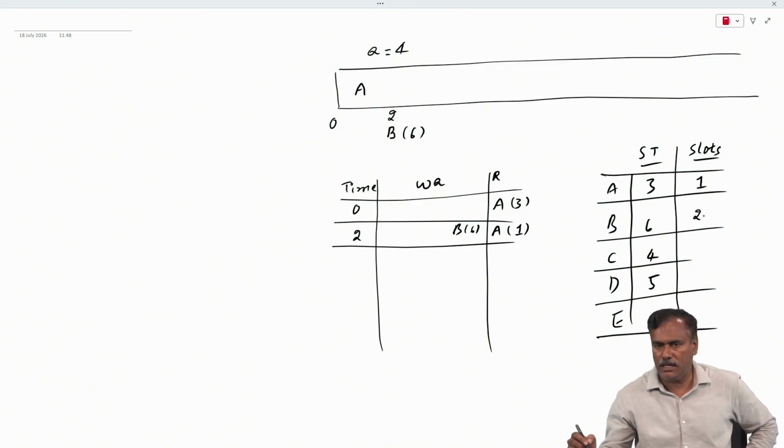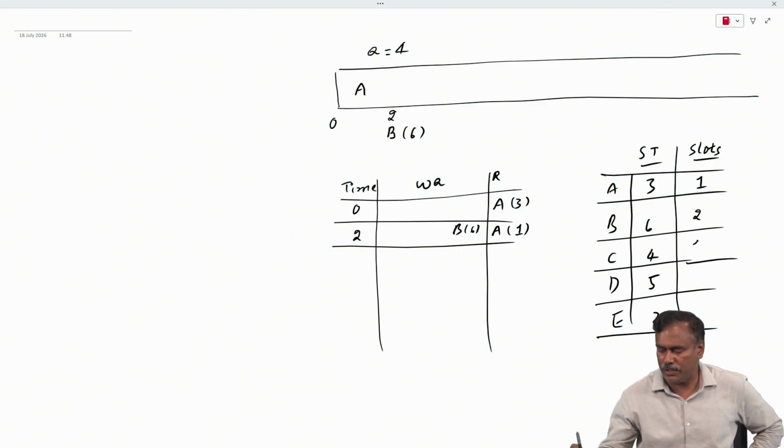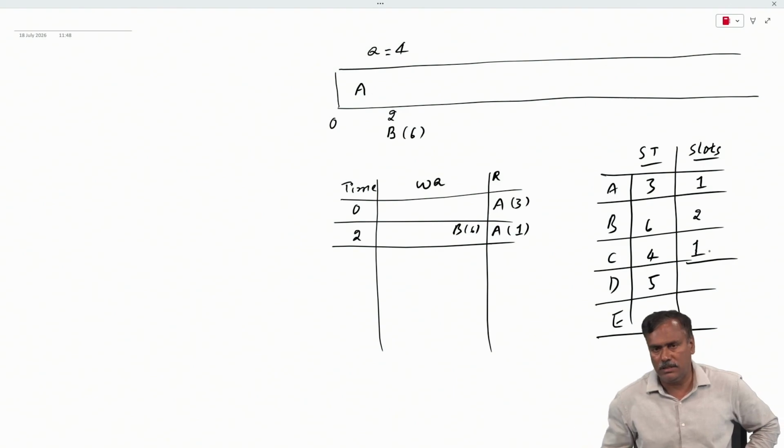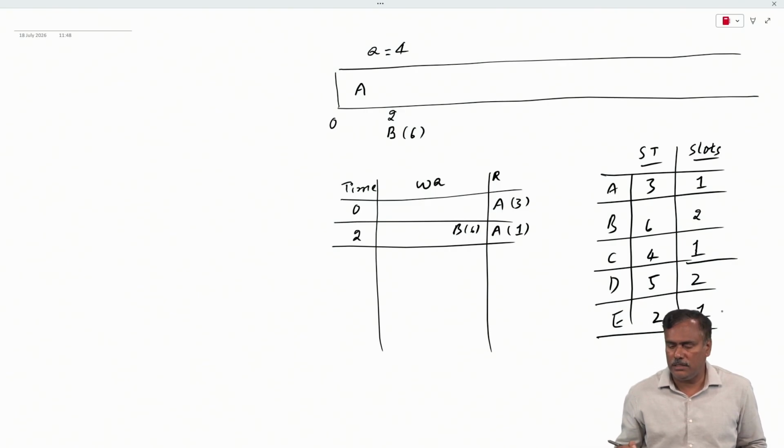In the first slot, process B runs for 4 units of time, and in the second slot for the remaining 2 units of time. In the same fashion, when you divide 4 by 4, you get 1, so in just one slot the process is going to be completed. Coming to process D, 5 by 4 gives 1 point something, so rounding it off to the next higher digit, it becomes 2. And coming to process E, you know that 2 is less than 4, so it is going to take only 1 turn.